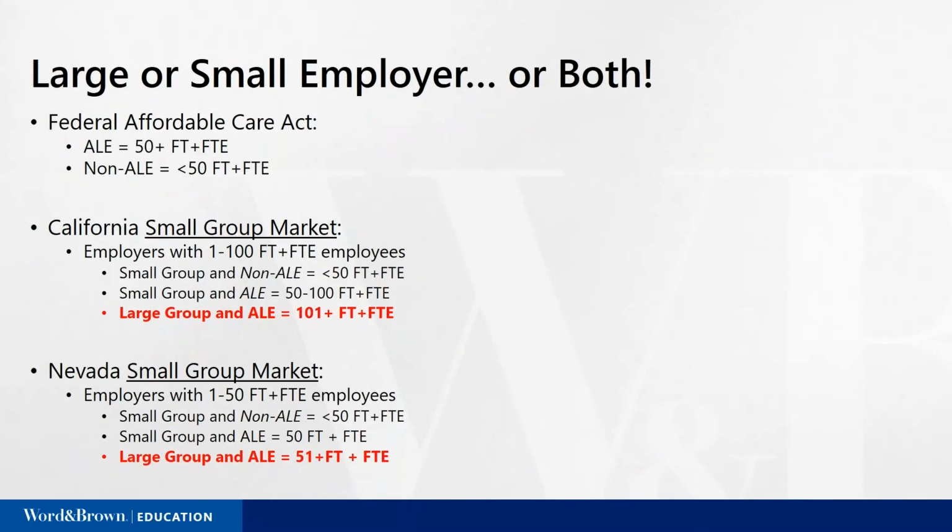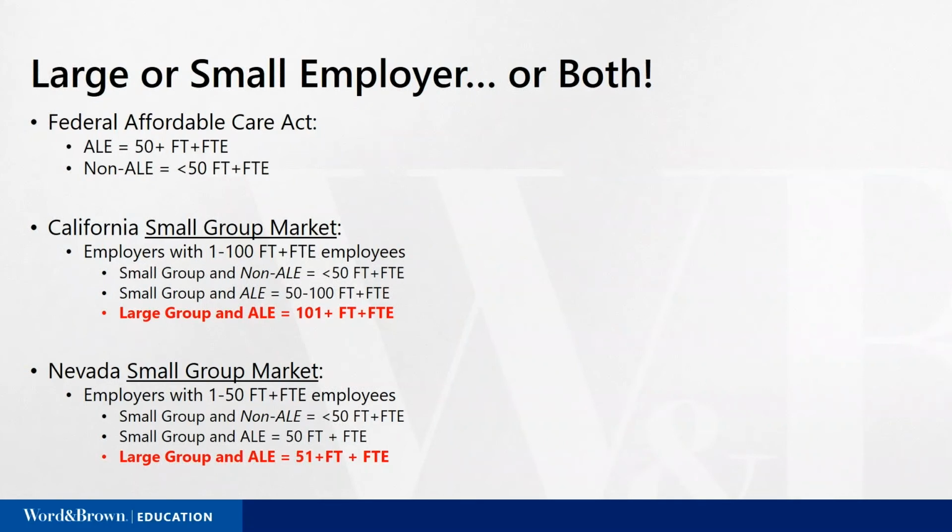What about the large and small group market? I know we've talked about applicable large employers under the federal market, under the federal rules. We know what those are, but we know that there's a small and large group market in each state. So we're going to talk about what the impacts are in terms of applicable large employer status and small and large group market in Nevada and California.